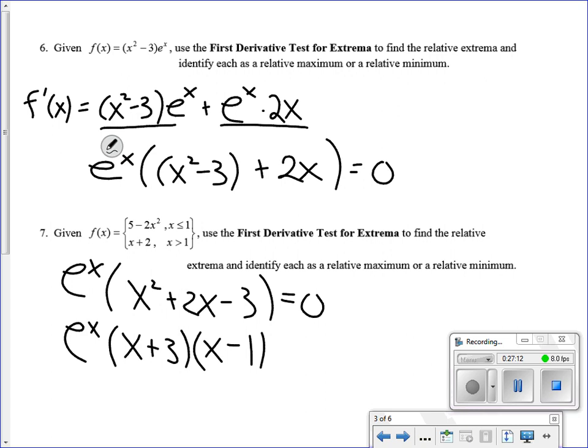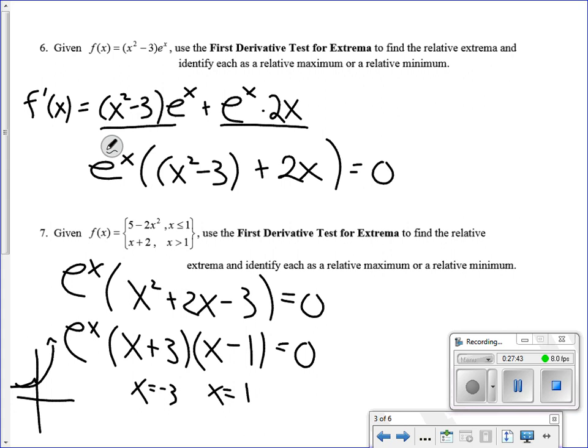Now when we set each factor equal to 0, e to the x is never going to be 0. If you think of the graph y equals e to the x, e to anything is always positive. That's why the graph is always above the x-axis. So that factor is never 0. When you set x plus 3 equal to 0, you get x equals negative 3, and when you set x minus 1 equal to 0, you get x equals 1. So those are my two critical values for this function.